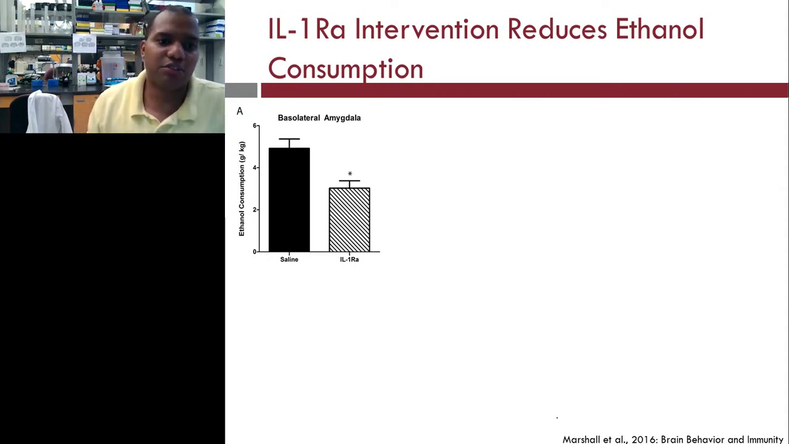Importantly, this actually reduced ethanol consumption. I'm sorry, not ethanol consumption, it reduced blood ethanol concentrations. The animals fall well below what is defined as a binge level BEC. So remember, the binge level BEC is anything above 80 milligrams per deciliter.